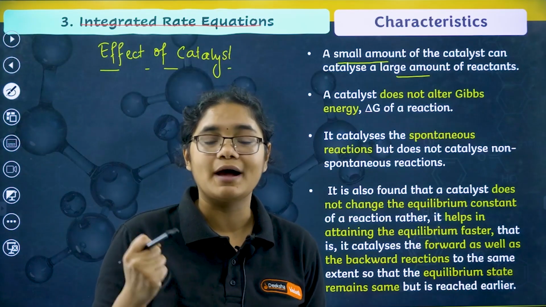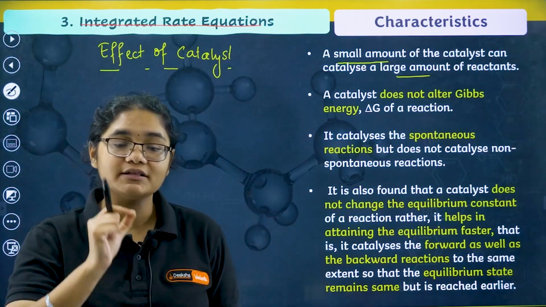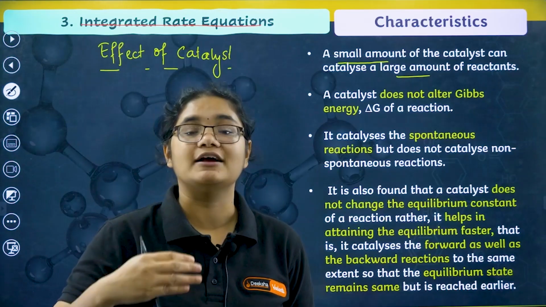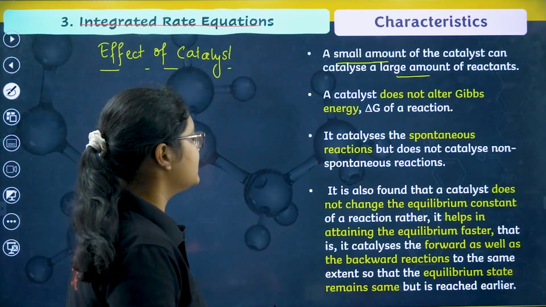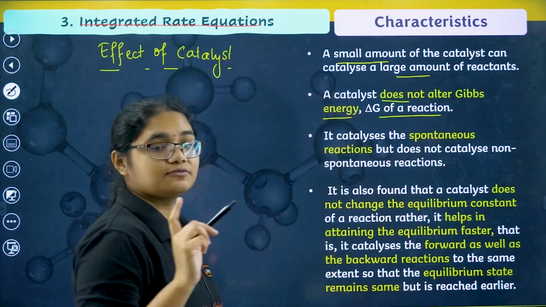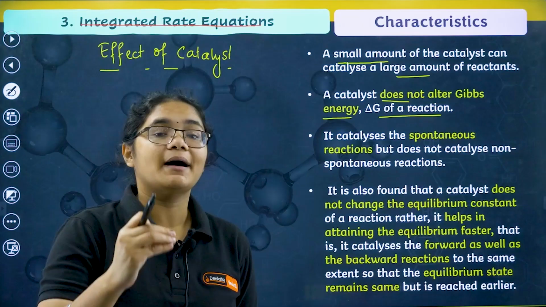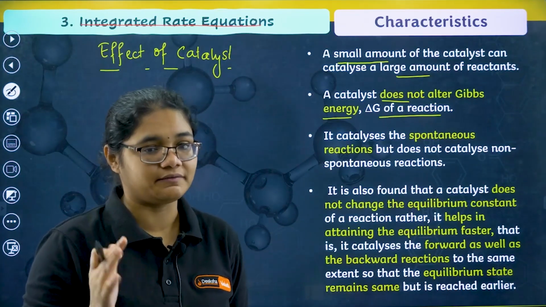So you don't have to add a large amount of catalyst. Catalysts are so powerful that even with a small amount of catalyst, the reaction can proceed and the rate of the reaction can increase. The second thing is, it does not alter the delta G of the reaction. The Gibbs free energy is not altered by putting the catalyst. Why it is not altered, we will discuss that.